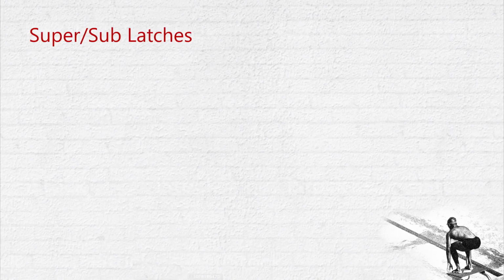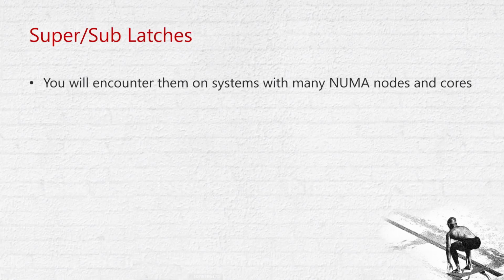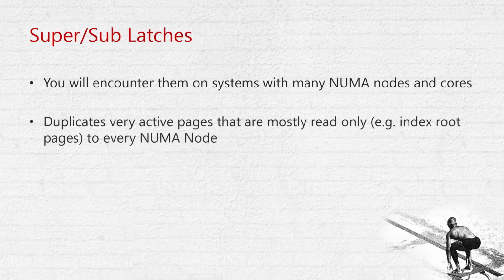There are certain pages inside of SQL Server that are used a lot, and this is where super latches come in. And the nice thing about super latches is you don't have to do anything. SQL Server just does them for you. What happens is, if you have a lot of CPUs or a lot of cores, and SQL Server notices that there is real big contention on some pages, and these pages are mostly read-only, for example the root page of an index. Every time someone has to do an index lookup, they have to go to the root page of the index.